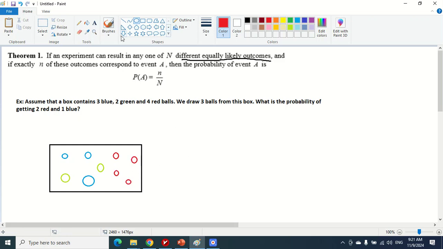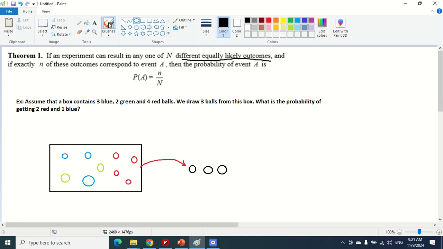And we draw the balls from that box. So we draw 3 balls over there, as you can see in the question. So we want to know what is the probability of getting 2 red and 1 blue.